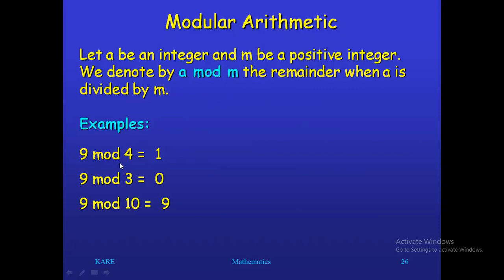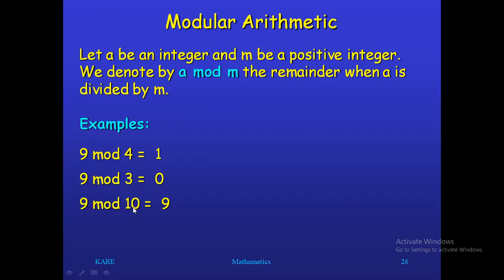So 9 mod 4, what is it? This 9 is divided by 4. What will I get? What will be my quotient? 2 will be my quotient and remainder is equal to 1. So 4 2s are 8 and remainder is equal to 1. So A mod M is nothing but the remainder. So 9 mod 4 equals 1. Same thing here: 3 3s are 9, remainder is equal to 0. Again here 9 mod 9, this is also the same thing.